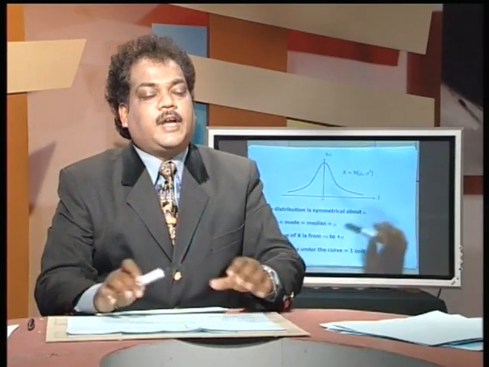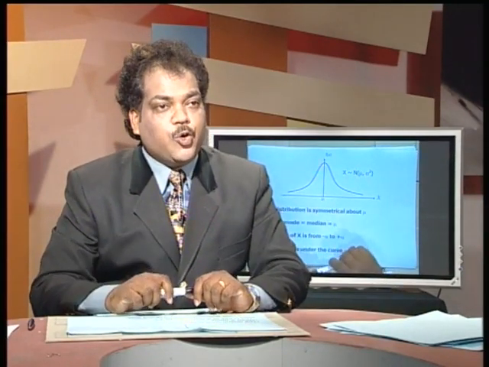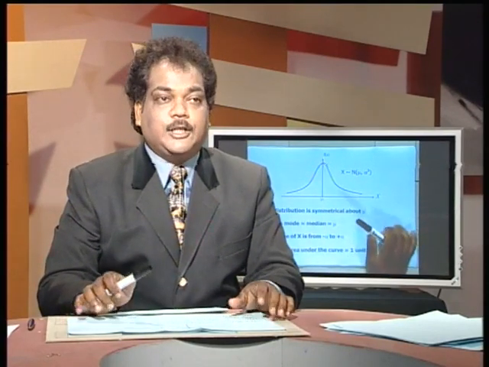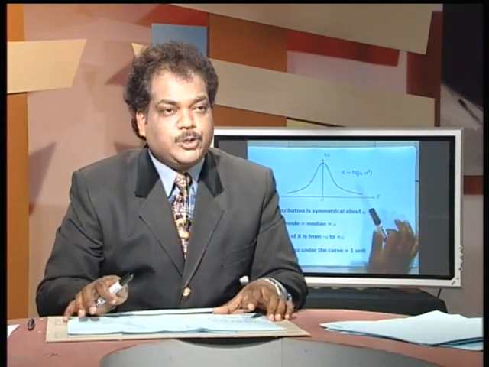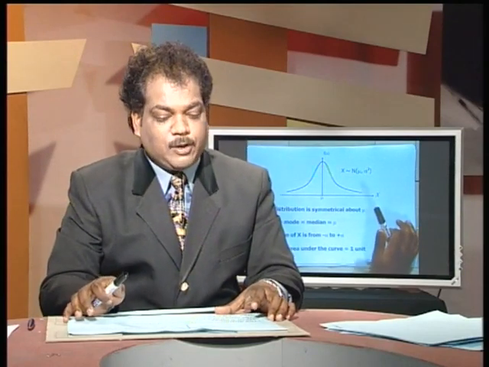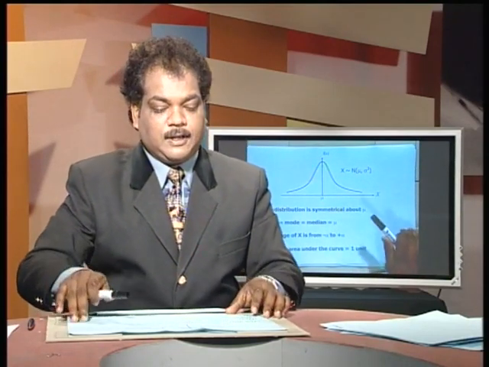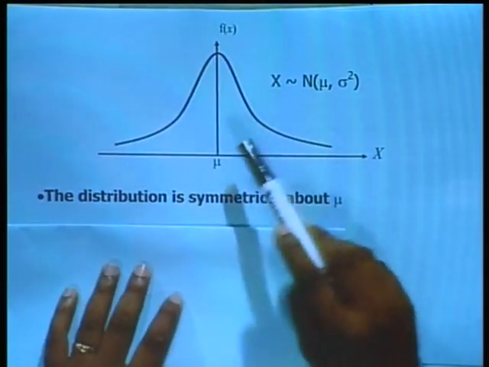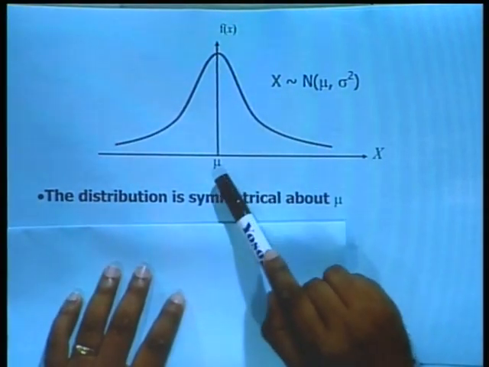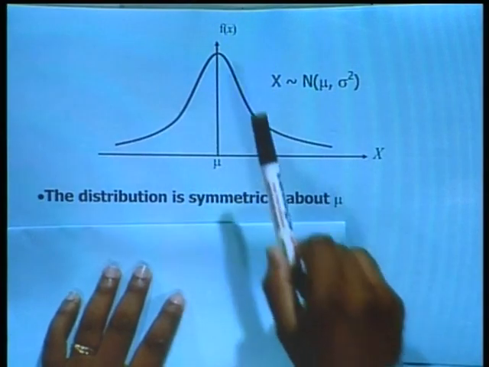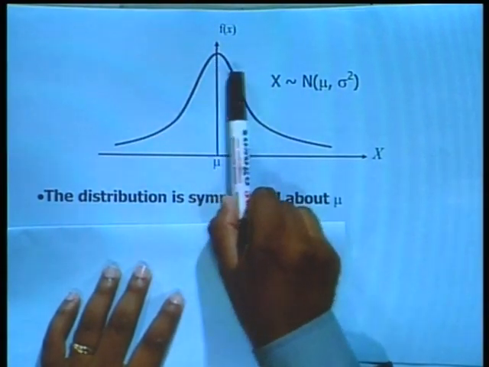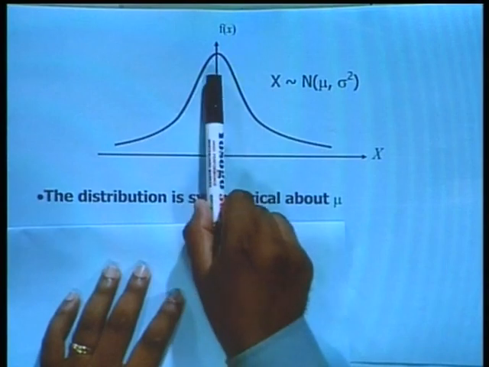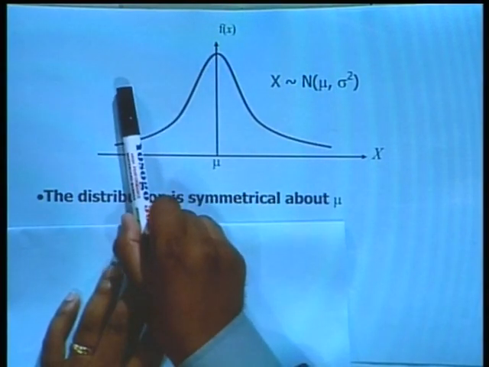We will now look at the properties of the normal distribution. These properties will be very important in performing the calculations. The distribution is symmetrical about the mean value mu, which means the area on the right will be equal to the area on the left.